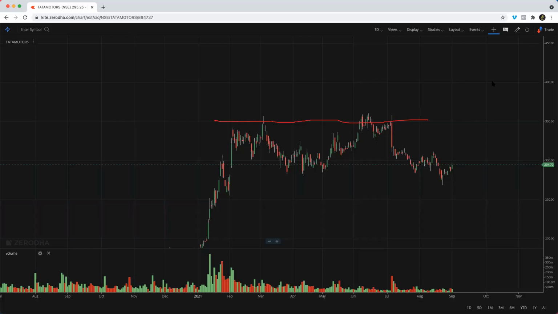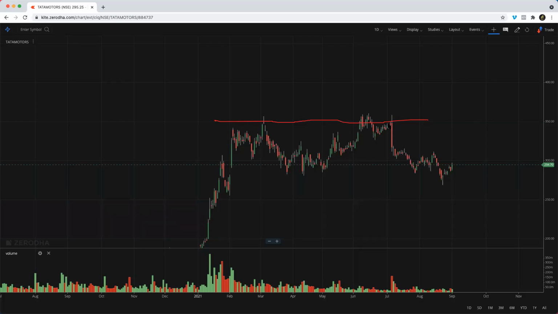See, I have a long-term investment in Tata Motors. That is a different thing. What I'm referring to over here is just based on the trades, the positional trades, not investments. I have long-term investments in Tata Motors.